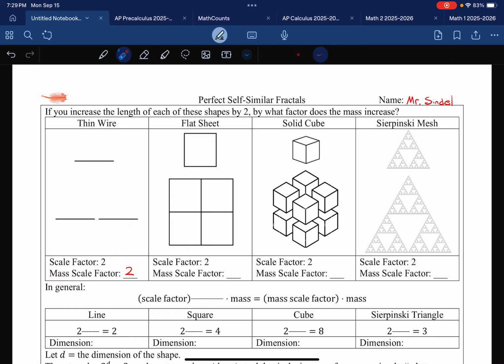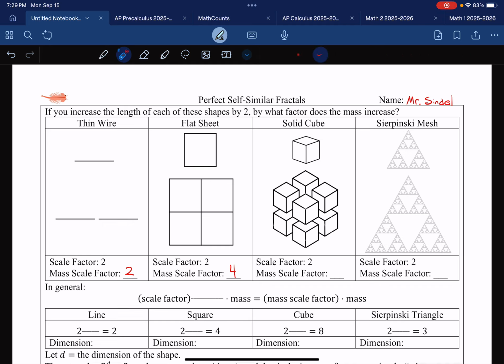What about with a flat sheet of metal? With a flat sheet of metal, again, I'm only talking about the length. You notice that I have the length here of 1, and now I have that length multiplied by 2. When I multiply the side length by a scale factor of 2, the mass scales up by a factor of, well, there's 1, 2, 3, 4 of those pieces, so that mass has gone up by a factor of 4.